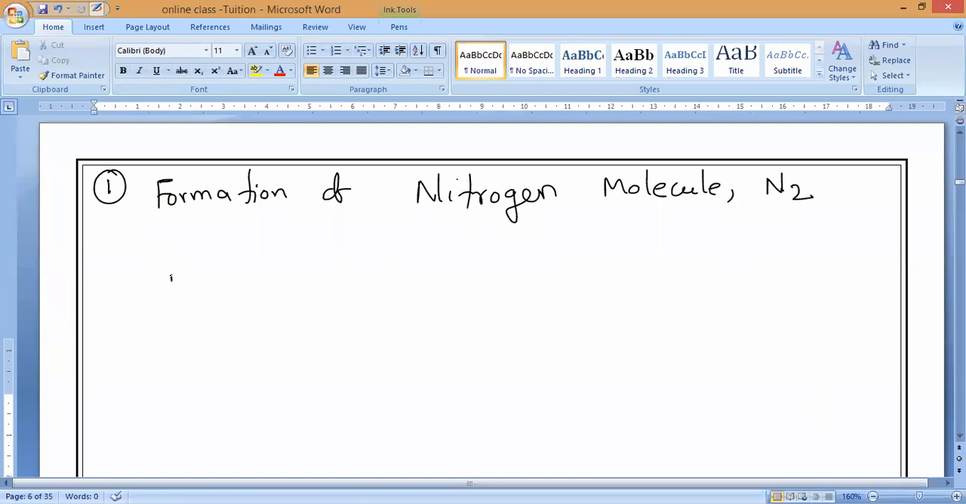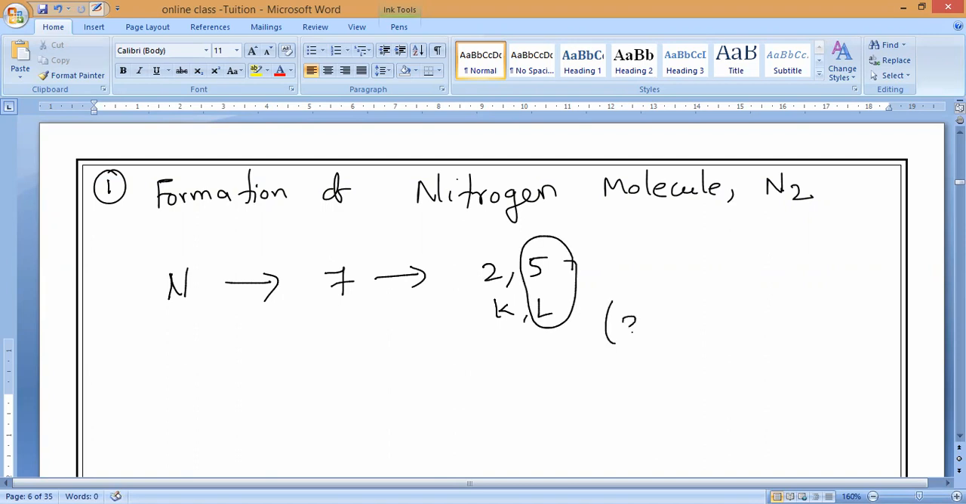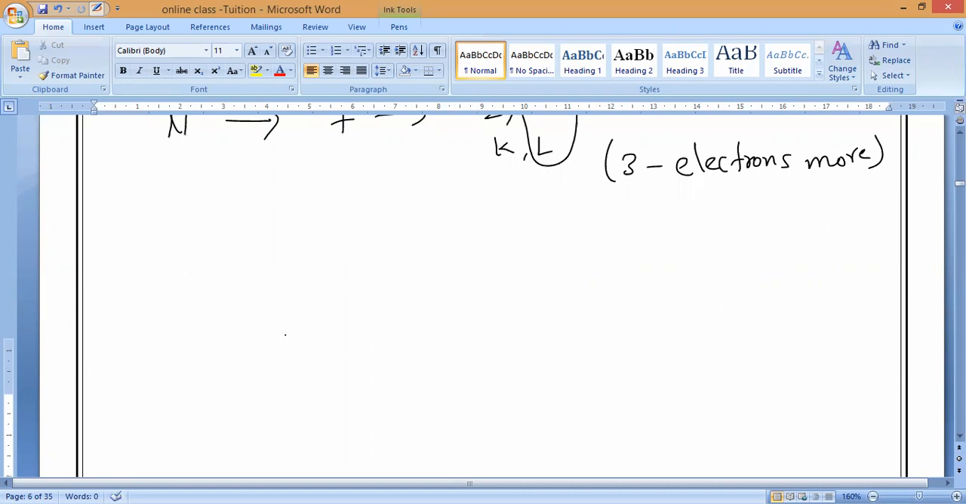So now what is the nitrogen atomic number? 7. Correct? So the electronic configuration is 2,5. So how many electrons are needed to become stable in nature? 3 more, sir. Correct or not? 3 electrons more to become stable in nature. So how many nitrogens will be involved? 3 nitrogens will be involved.